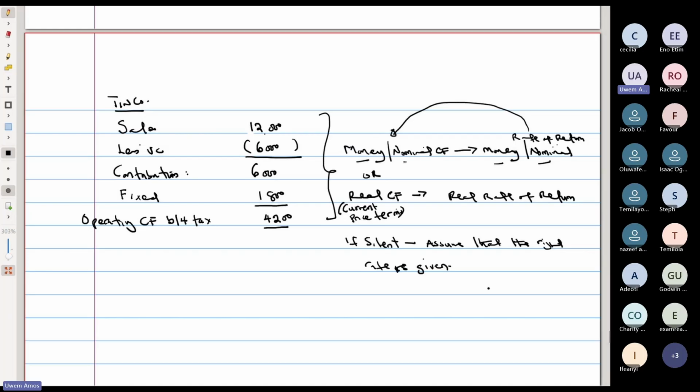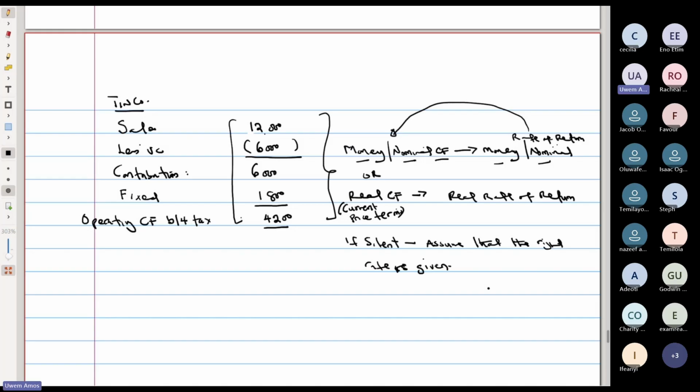Money on nominal cash flow. So these values were given. If it is money or nominal cash flow, we are fine. We don't need to make any adjustment. We'll just go ahead and discount. But if it is a real rate of return, then we need to take the next step.